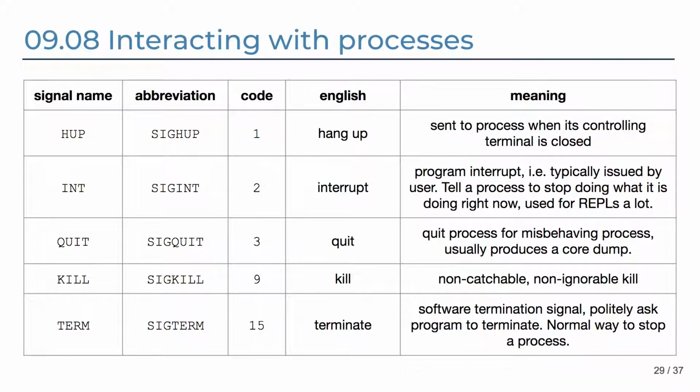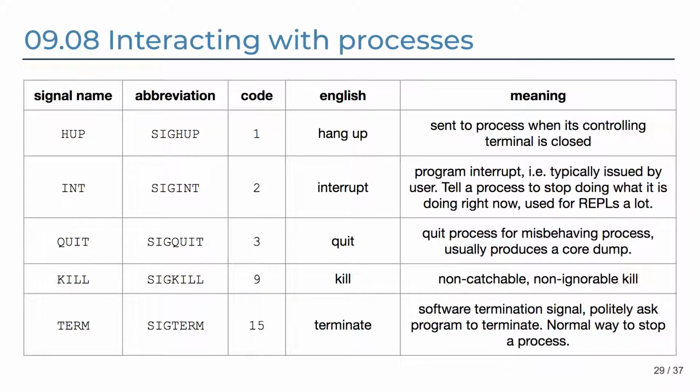The second one is the interrupt signal, or INT for short. It tells the process, please stop doing what you're currently doing. It's typically used if you have a REPL, like for example Bash or Python or any other program, such as a database command line interface. You usually issue an interrupt to tell it, please stop the currently executing command and wait for my next input.